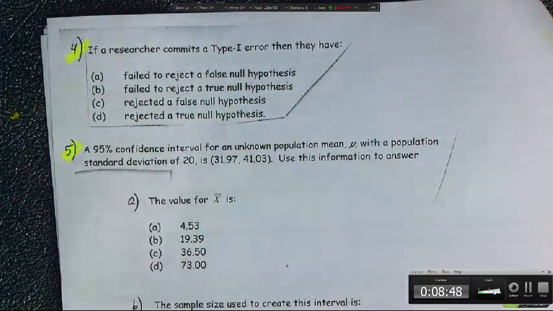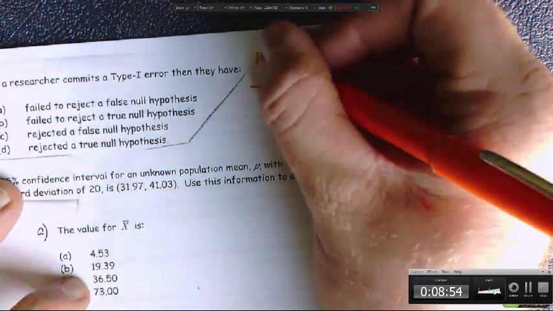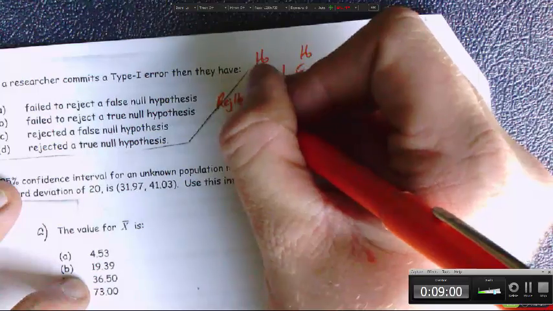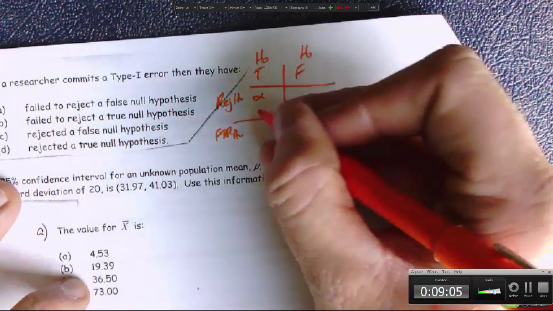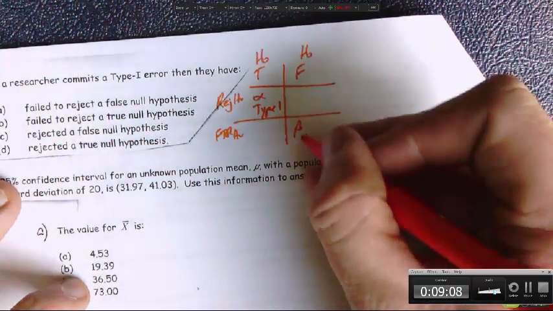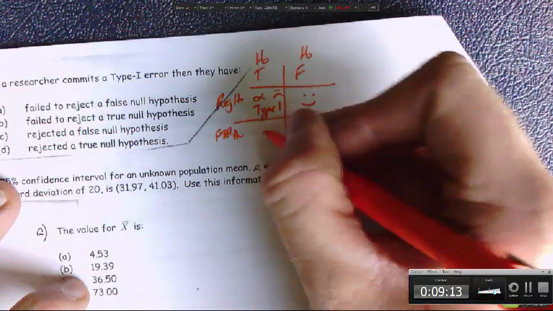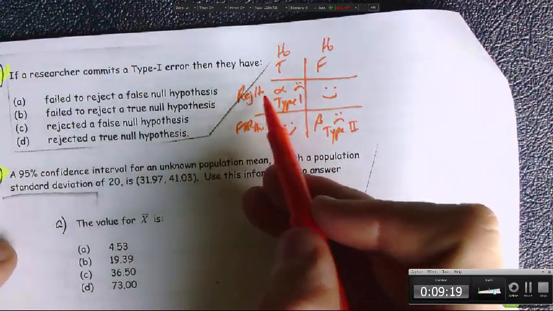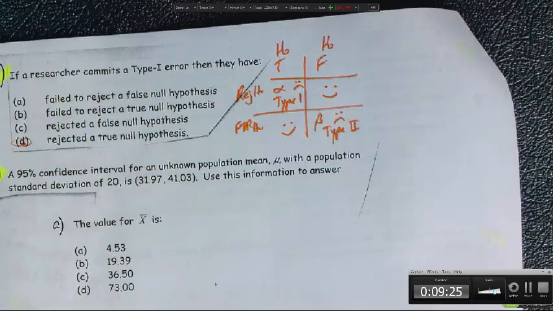Guys, number 4: the researcher commits a type 1 error. That's just knowing this table. Null is true, null is false, reject the null, fail to reject the null. Alpha, beta: this is type 1, this is type 2. These are both bad things, and these are good things. So if you commit a type 1 error, you have rejected the null given that the null was true. So D, rejected the true null. That's just knowing that table.